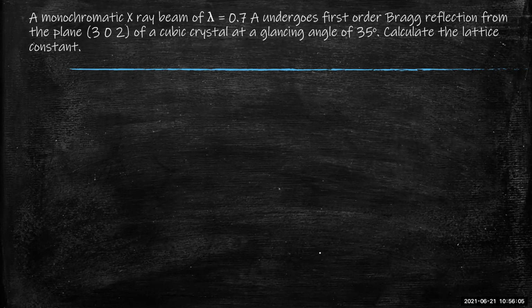The next question is: a monochromatic X-ray beam of lambda 0.7 angstrom undergoes first order Bragg reflection from the plane 302 of a cubic crystal at a glancing angle of 35 degrees. Calculate the lattice constant.